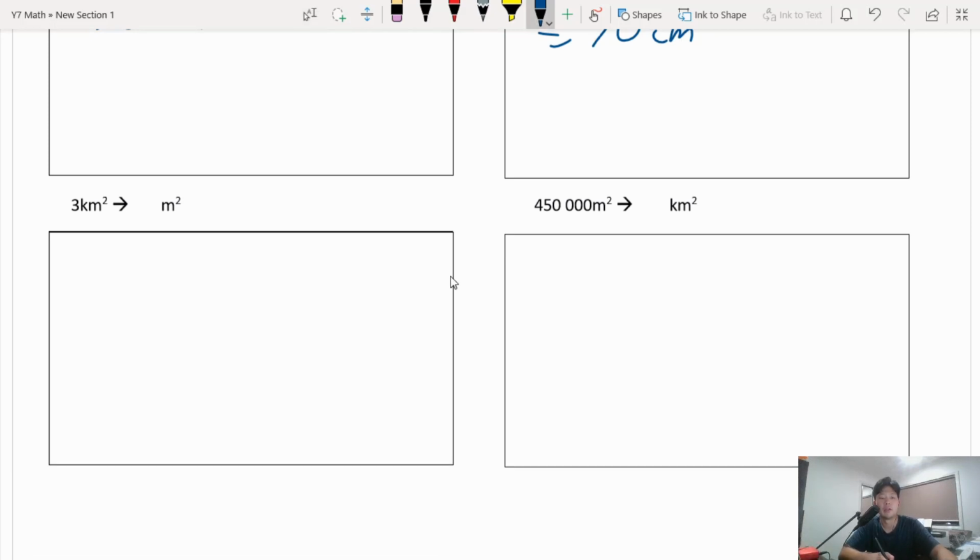Alright, so let's convert from kilometers squared to meters squared this time. And if you're looking at that chart, you'll know that you'll have to multiply by 1000 squared for this. So to get to that, we'll need 3 times 1000 squared. And I'll just pop that into the calculator here. That will give us a value of 3 million.